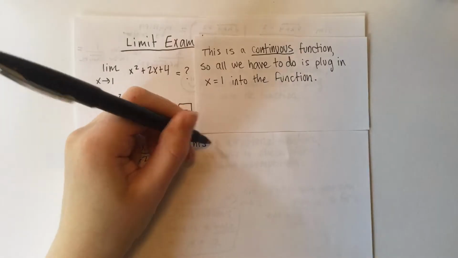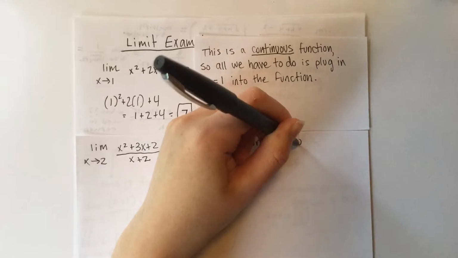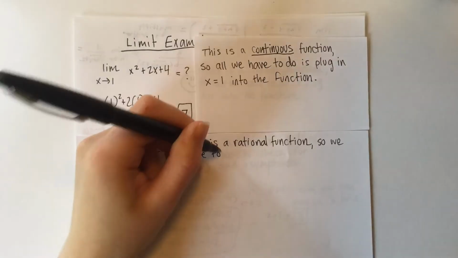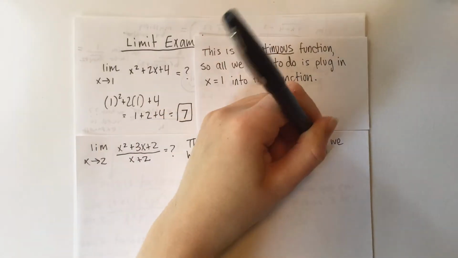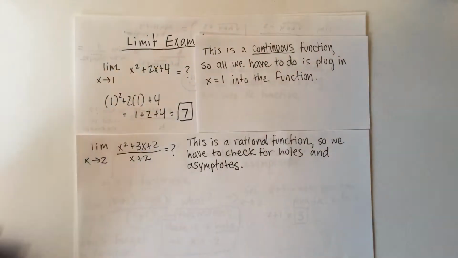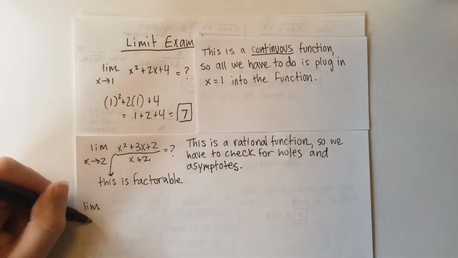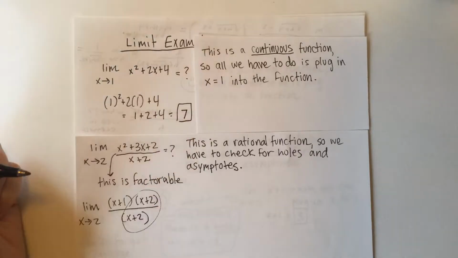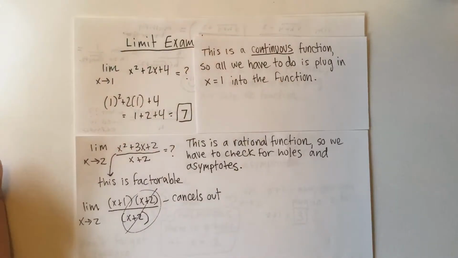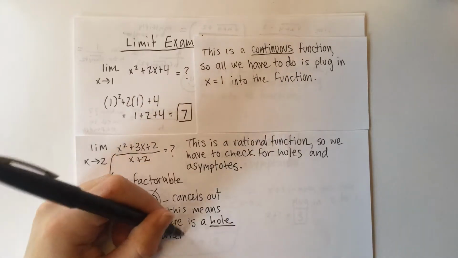So it is going to contain asymptotes and it might contain a hole, so we have to check for that. As you can see, in the numerator it's x squared plus 3x plus 2, and we can factor that. You should always make sure to check if you can factor in a rational function. This factors into x plus 1 times x plus 2, and that cancels out the x plus 2 in the denominator. Since this factor canceled out, that's a hole.